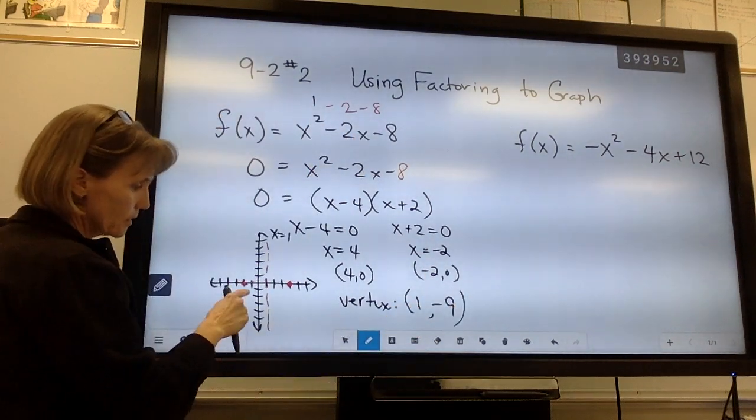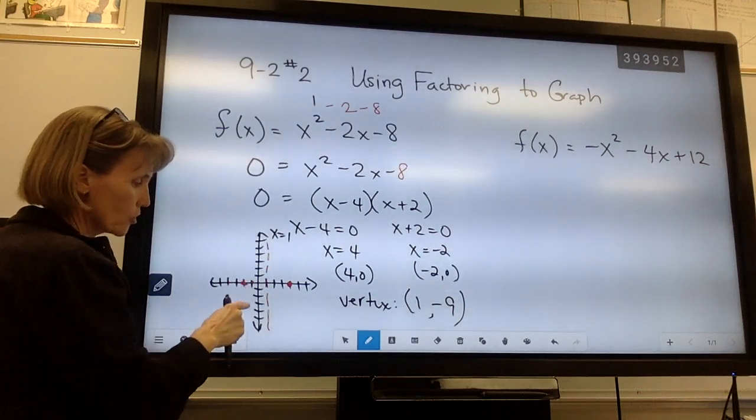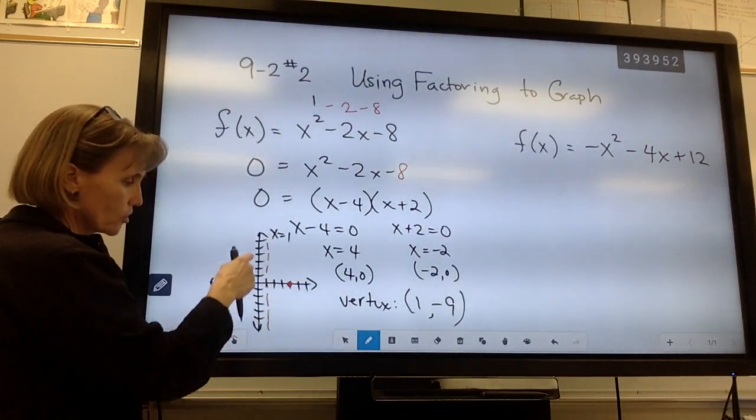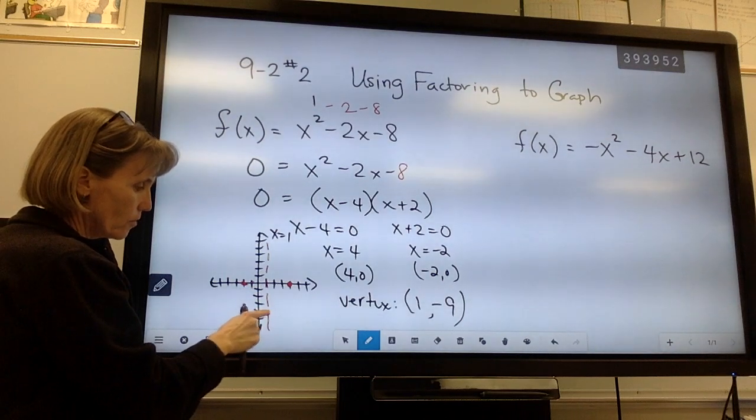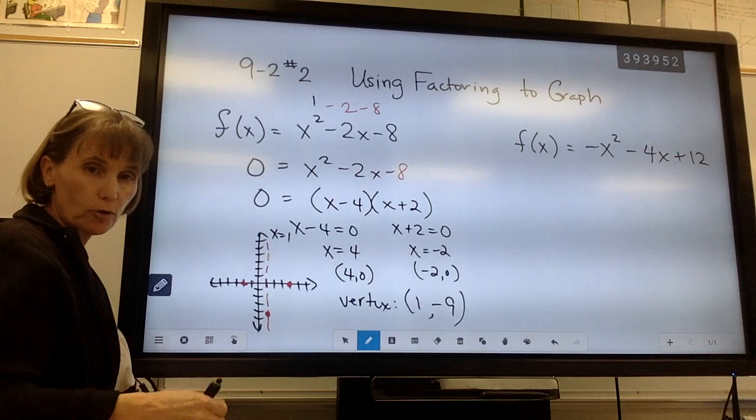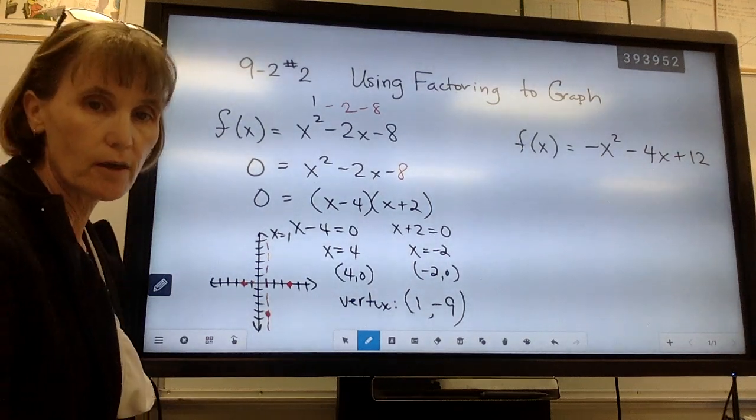So my vertex, and let's go by 2's in this direction. I've already gone by 1's in the x direction. So if I go by 2's, 2, 4, 6, 8, 9 would be roughly right there. And now you've got 3 points that you can use to graph that parabola.